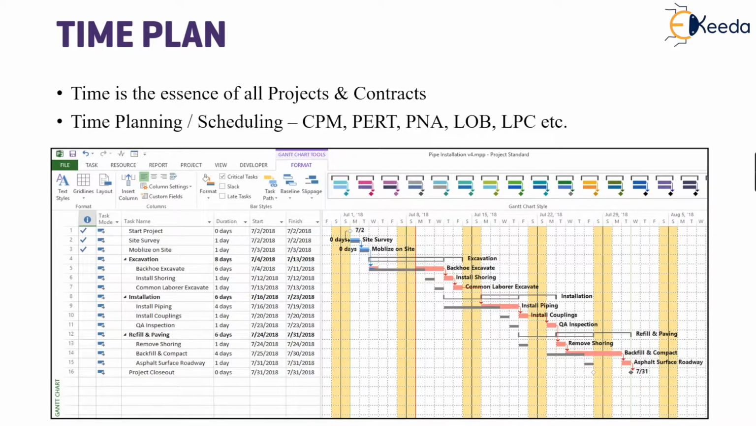Here we have shown an example of the MSP Gantt chart. The activities, duration, its start and finish dates are listed on the left hand side, while on the right hand side it is graphically depicted by a bar chart.